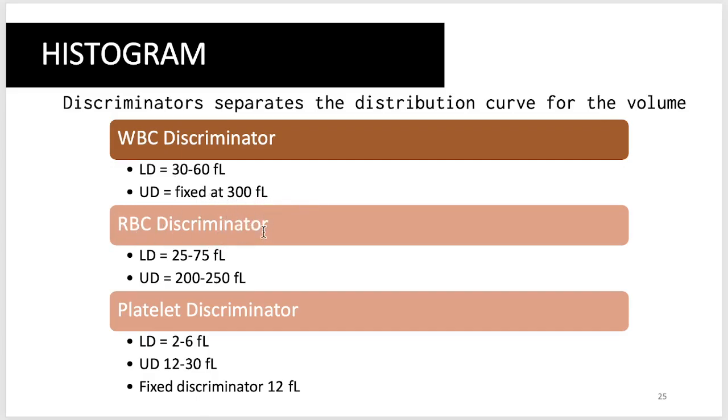Pag sinabi nating RBC discriminator, the lower discriminator is around 25 to 75 femtoliter. The upper discriminator is around 200 to 250 femtoliter. And lastly, for your platelet discriminator, meron tayong tinatawag na, again, your lower discriminator of 2 to 6 femtoliter and upper discriminator 12 to 30 femtoliter. And a fixed discriminator of your 12 femtoliter. Pag sinabi natin fixed, if it's 12 femtoliter, that's automatically your platelet.